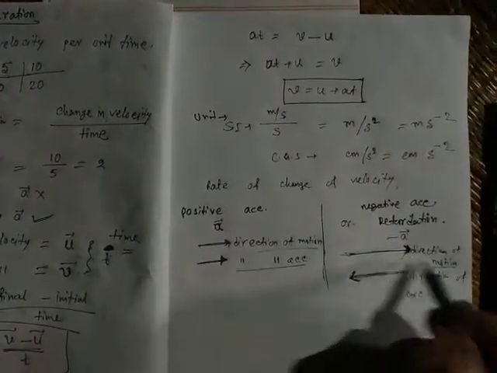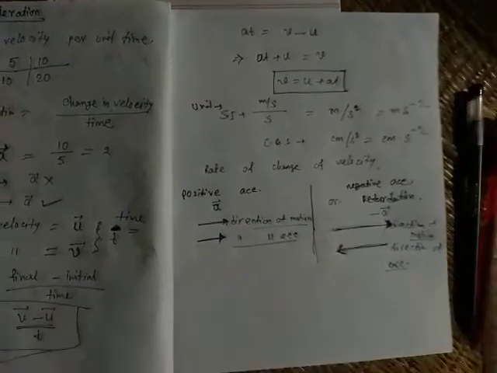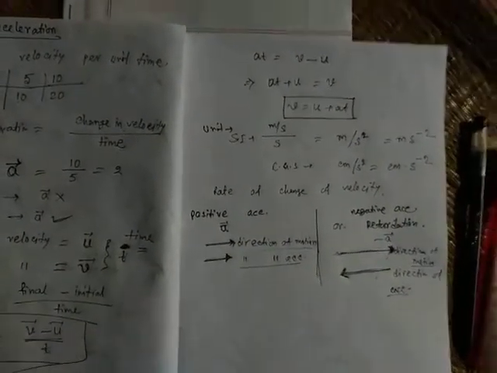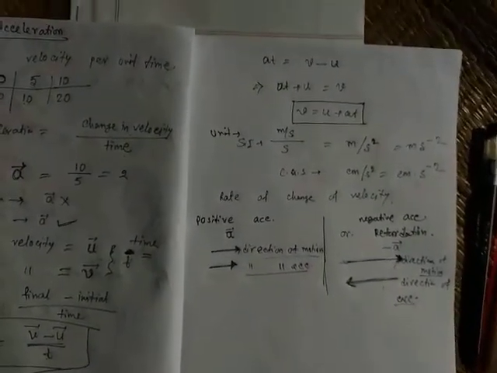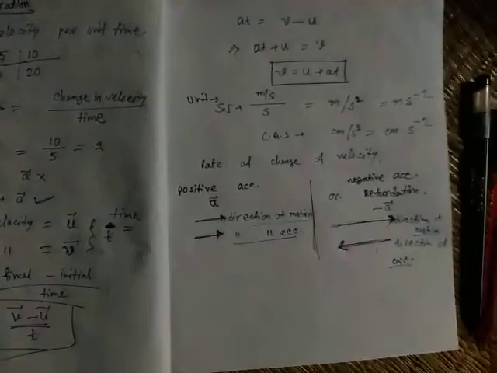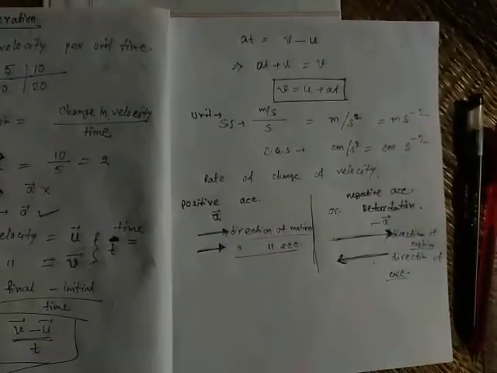The direction of motion is in this direction, the direction of acceleration in this direction. That means they are in opposite directions. But if you accelerate, they are both in the same direction. That's why the speed increases. So positive acceleration means speed increases, negative acceleration means speed decreases. So retardation means speed is decreasing. Okay.